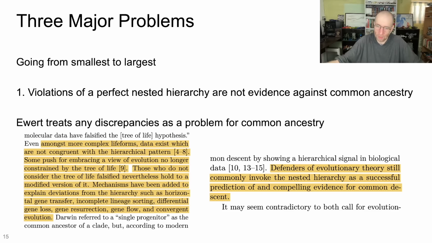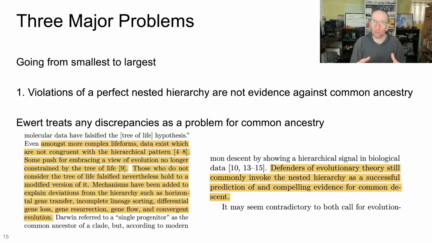He then goes on to say a little bit later, "Defenders of evolutionary theory still commonly invoke the nested hierarchy as a successful prediction of and compelling evidence for common descent." Right? So the idea here is that we should be looking at the tree of life, envisioned as a nested hierarchical pattern of similarity, as basically falsified, even though there are some dead-enders who still cling to it. And let's just be clear right off the bat, that's wrong.